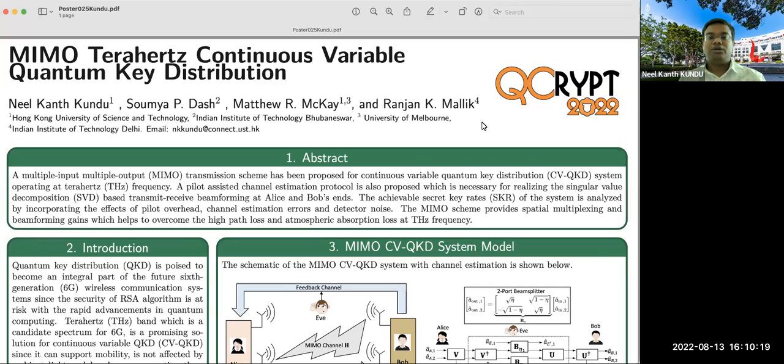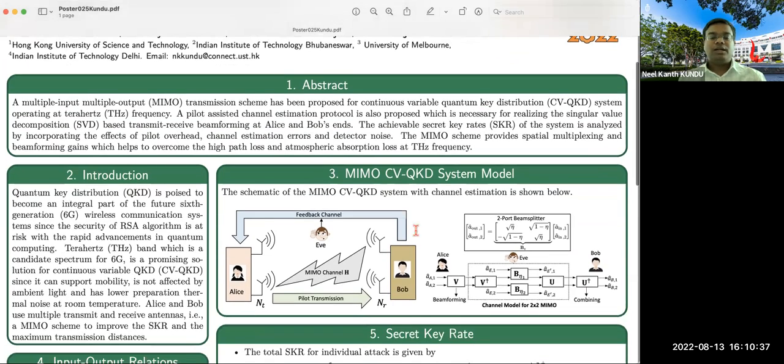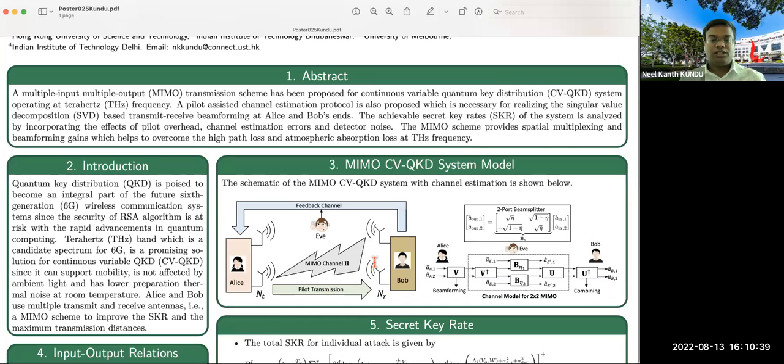However, the atmospheric absorption loss and the path loss at terahertz frequencies are quite high, which leads to lower secret key rates, and the maximum transmission distances are also limited. In order to overcome these challenges, we have proposed a multiple antenna transmission scheme for terahertz CVQKD as shown in this figure.